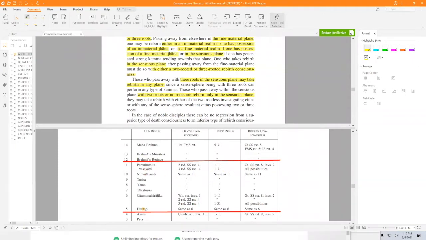Okay, so that applies to all of the beings in the sense sphere heavens, and also applies to human beings. So human beings basically can take rebirth in any of the realms of existence, from the lowest, the hell realms, all the way up to the sphere of neither perception nor non-perception.